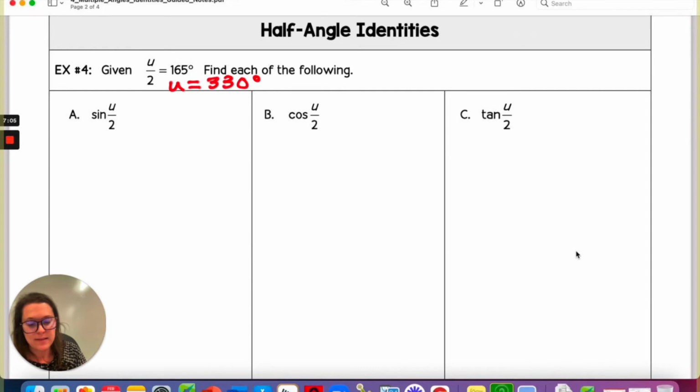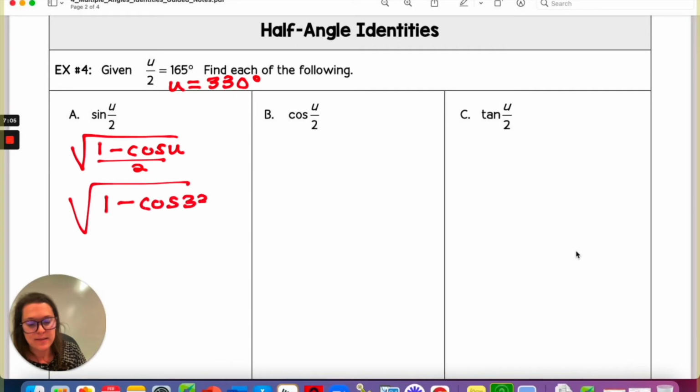So using our half angle identity, remember our half angle of sine, flipping over the front, is the square root of 1 minus cosine u all over 2. And so we have our u being 330 degrees. Now if I use my unit circle to figure out where I am at 330 and what my x coordinate would be, it's root 3 over 2. So 1 minus root 3 over 2, all over 2. My numerator would really be 2 over 2.